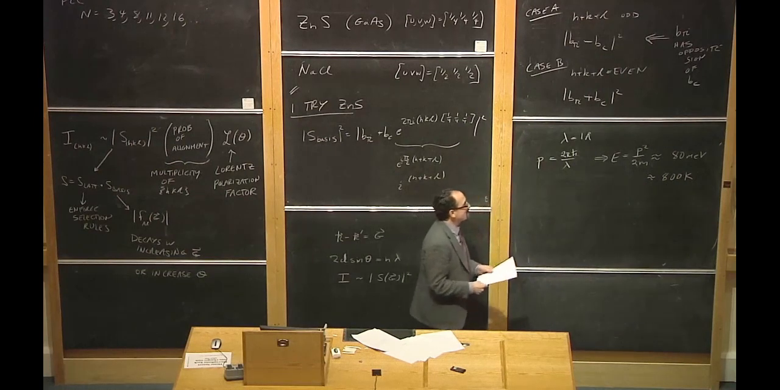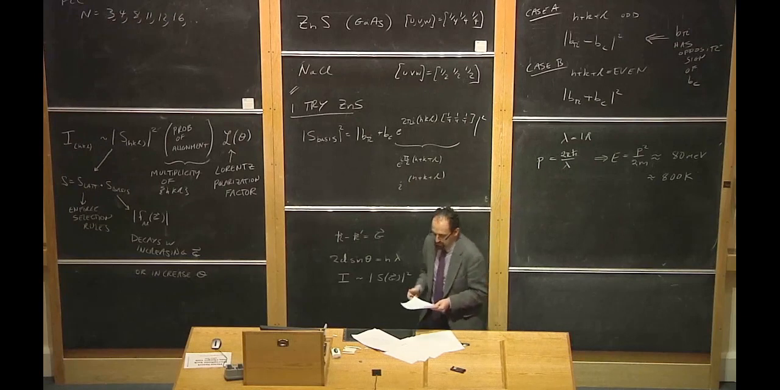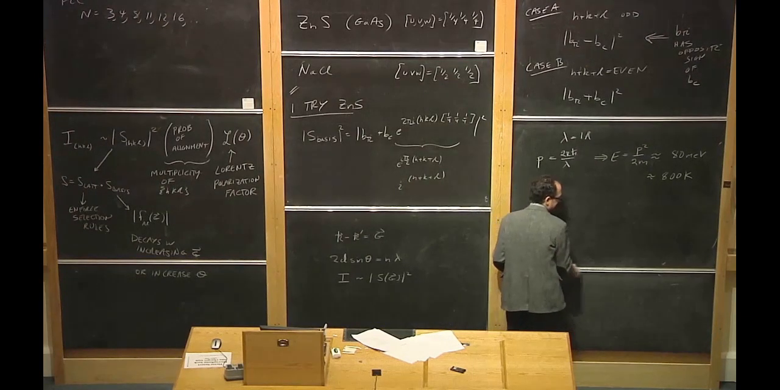And this might sound to you like it's hot, but in fact, 800 Kelvin is really, really cold for neutrons. Why is that? Well, how do you get the neutrons in the first place?